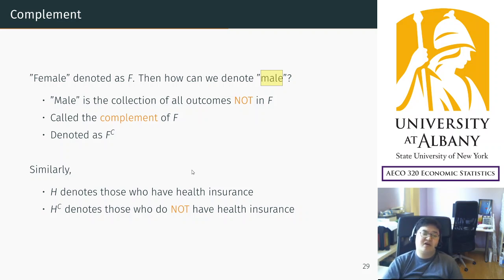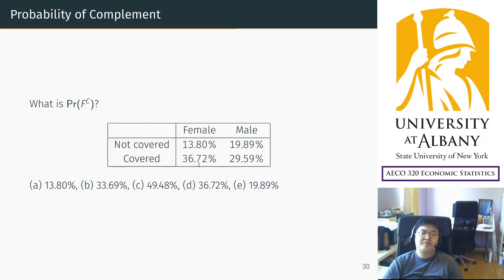In probability notation, let's think about this then. What is the probability of the complement? It's simple. What is this? It is the probability of the event F complement. So try this by yourself, and I will see you in the next video.